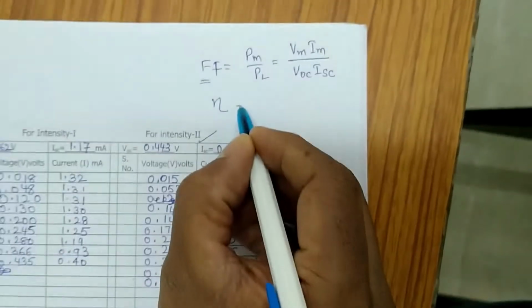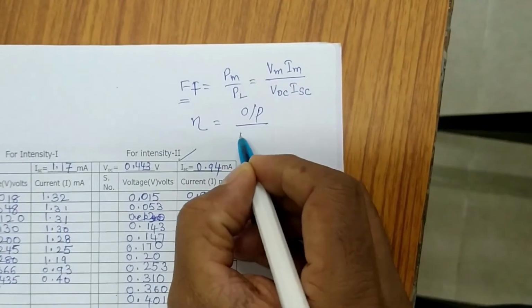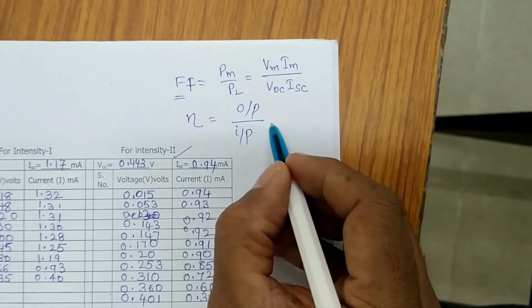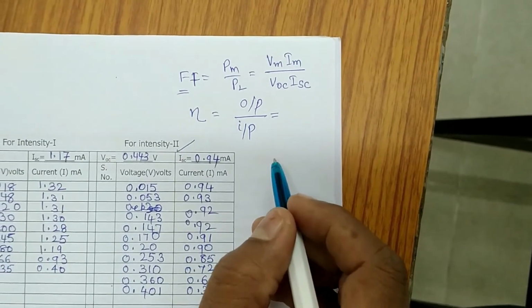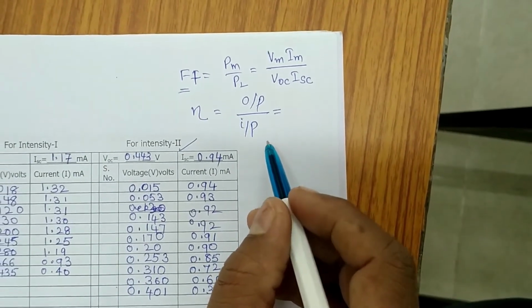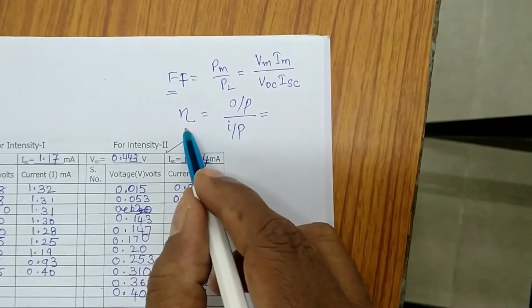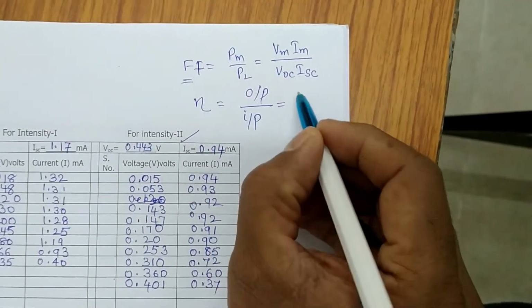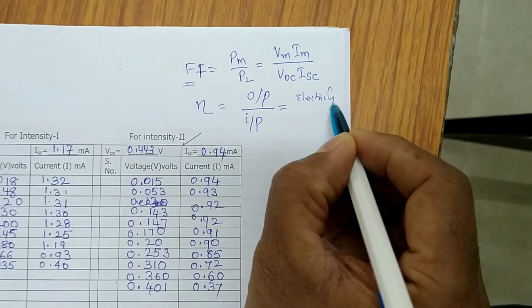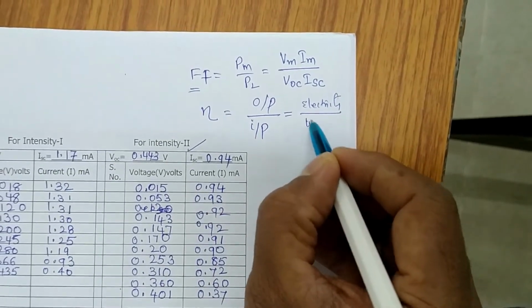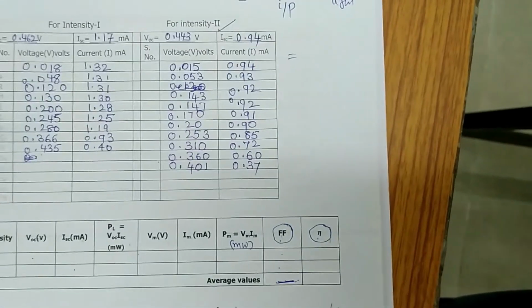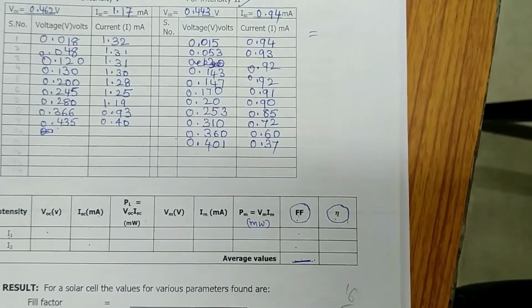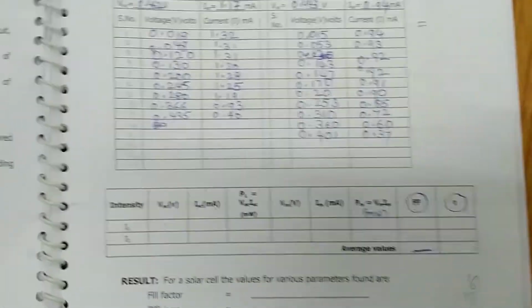You know, efficiency is always output by input. Whatever machine or whatever you are calculating, efficiency is always how much output power is delivered for a given input power. Here the output is electrical power, and the input is light or optical power. So to find out efficiency, you should know the emissive power of the bulb, or the emissive power of the sun if you are doing the experiment under the sun.